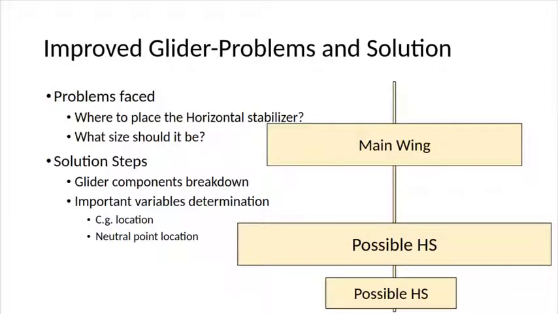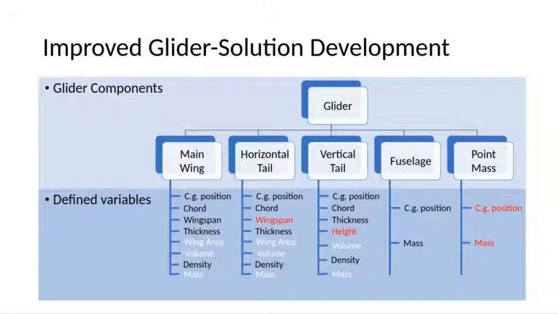We had to design a horizontal tail for our glider in order to stabilize it. And in order to design the horizontal tail, we broke the aircraft down into components and analyzed their contribution to the stability of the glider. Here are the separate glider components: the main wing, the horizontal tail, the vertical tail, the fuselage, and the point mass, and they all separately contribute to the overall moment response of the glider.